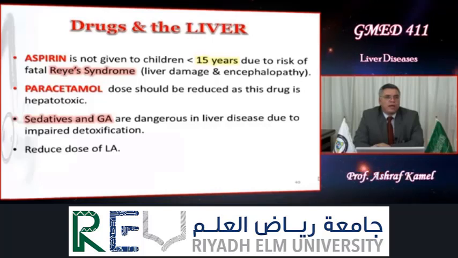Drugs and the liver. Aspirin is not given to children below 15 years of age due to the risk of Reye's syndrome, which is liver damage and encephalopathy. Paracetamol dose should be reduced as this drug is hepatotoxic. Sedatives and general anesthesia are dangerous in liver disease due to impaired detoxification, and even the dose of the local anesthesia must be reduced.